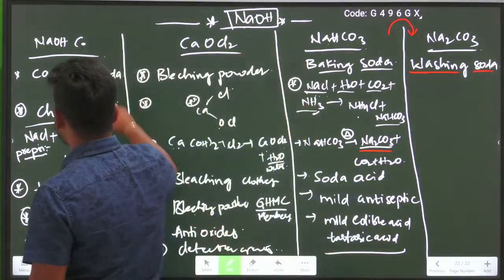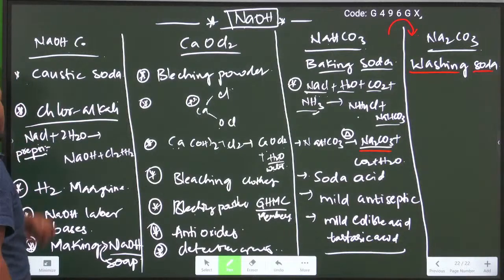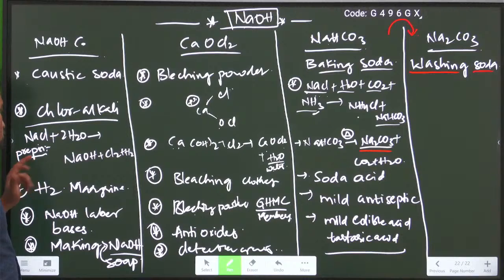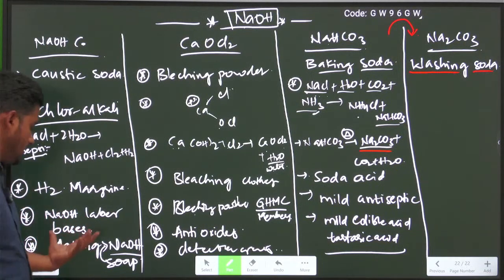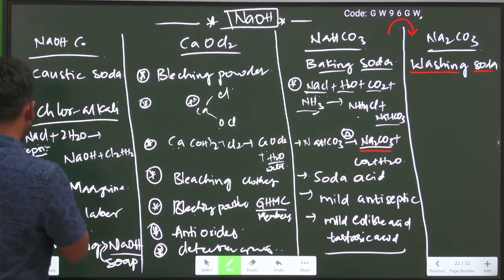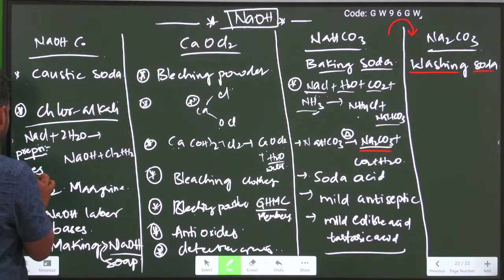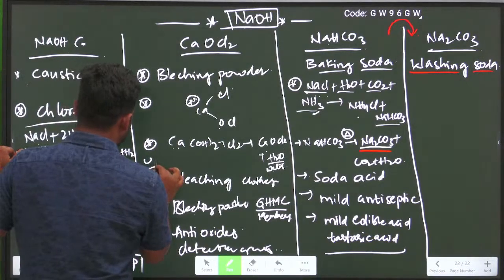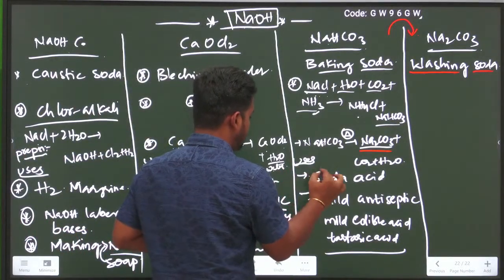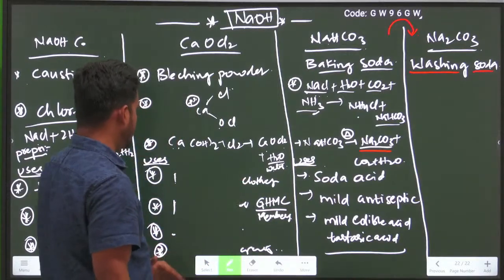You have to remember NaOH, its common name, preparation method, how it is going to be prepared. Then what are the uses? NaOH is used in laboratories as a base, and in making of soap. All these are uses. So these uses are also important.